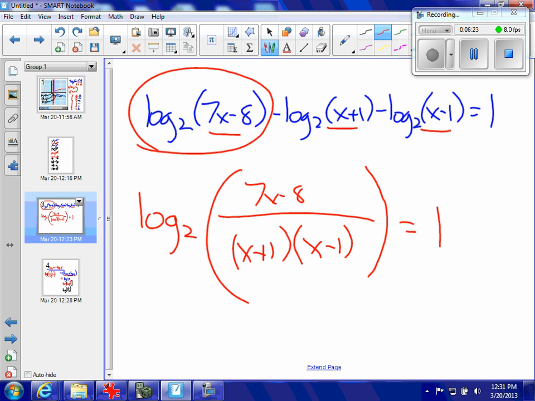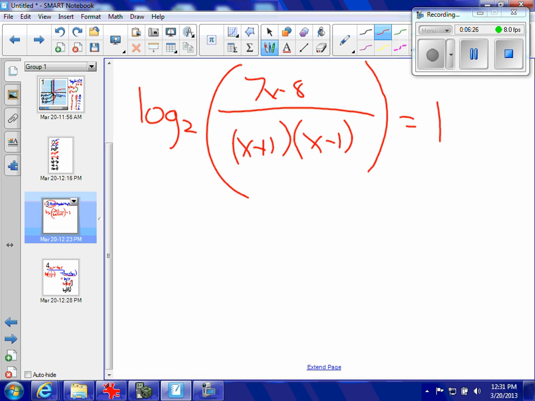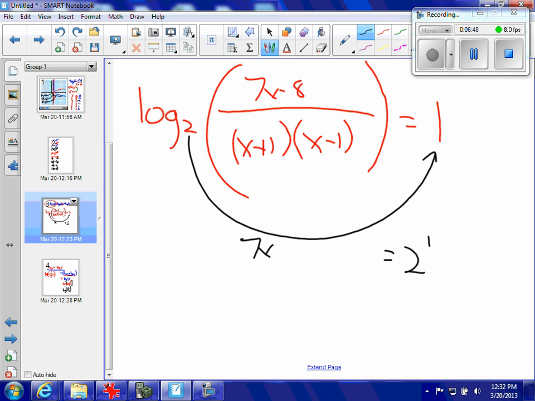You move the 2 and then to the other side so it becomes 2. That's exactly right. I am exponentiating this equation. I'm taking them both to the second power, taking 2 to the power, right? So I'm going to take my 2 and move it over here to bump up that 1. So I now have that this is equal to 2 to the first. And all I'm left with on the left-hand side here is 7x minus 8 divided by x plus 1.